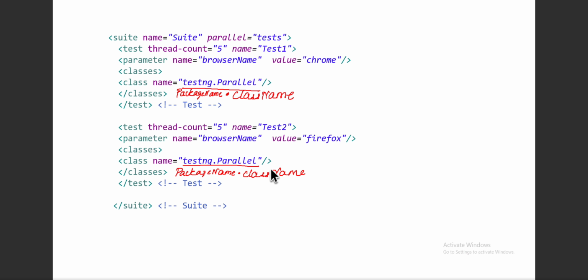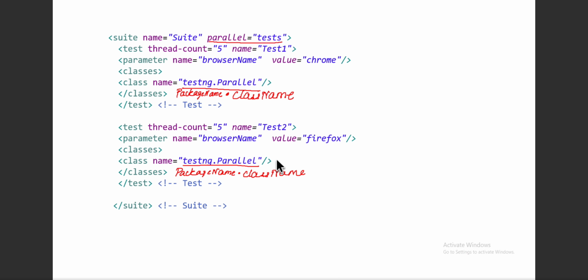What is parallel equal to test in the first line? Now you have 3 test blocks, correct? You need to run them parallelly, so you need to specify it. If you don't specify this, it will run sequential execution, one after another. So you need to write parallel is equals to test. Test is nothing but test blocks.